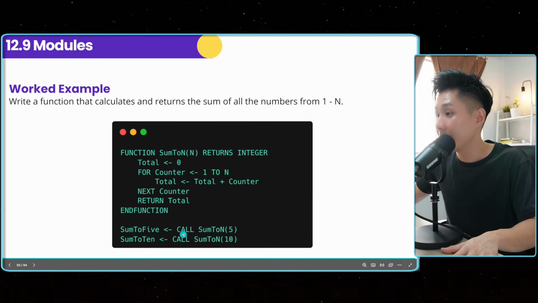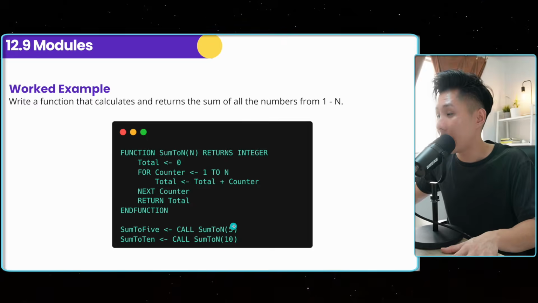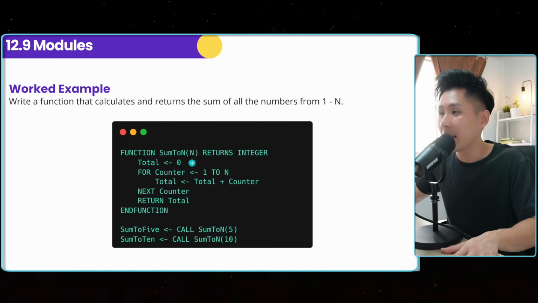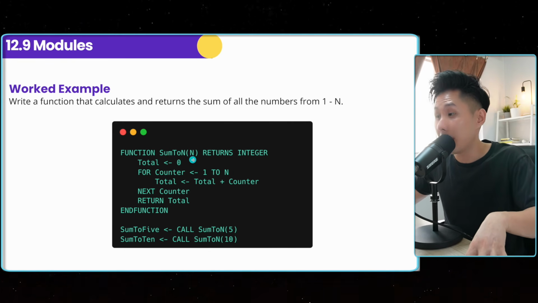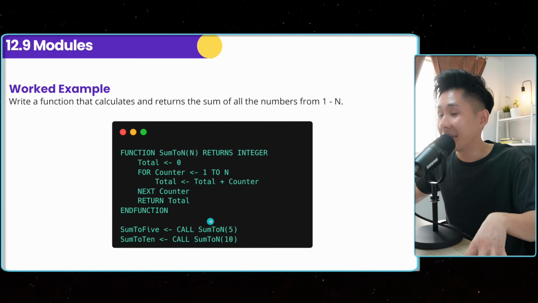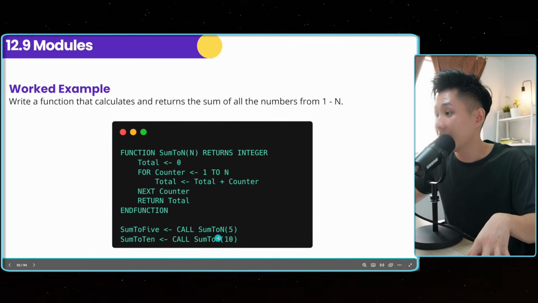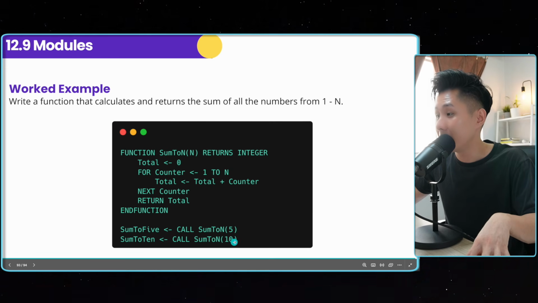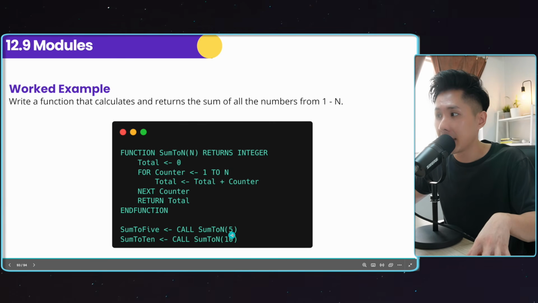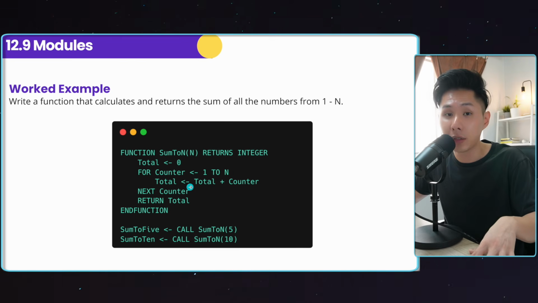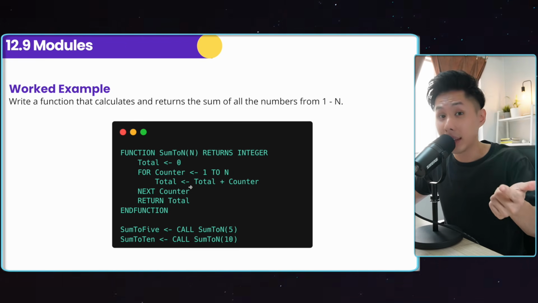And in this case, I will just call sum to n, and I put 5 into the parameter, meaning I want to find the sum from 1 all the way to 5. It's called sum to 5. And the power of a function is that it will return a value. So the total variable, once it's returned to the caller, will be assigned to this variable that I created. Whereas a procedure cannot do that because it cannot return a value. So in this case, I can use sum to n, but I put in 10 as the parameter value. And in this case, the function will then return the sum from 1 to 10.